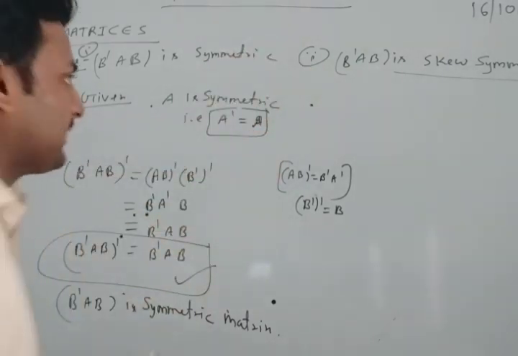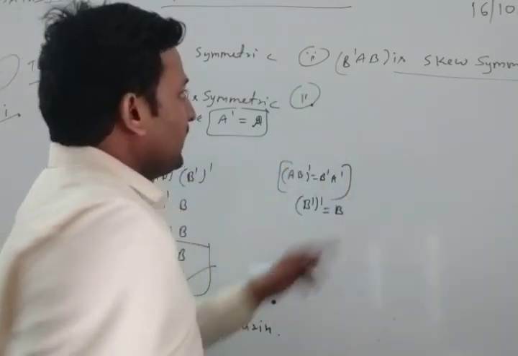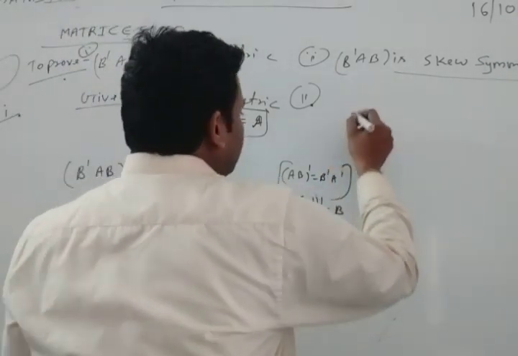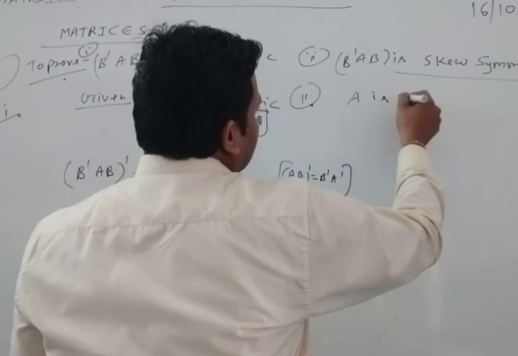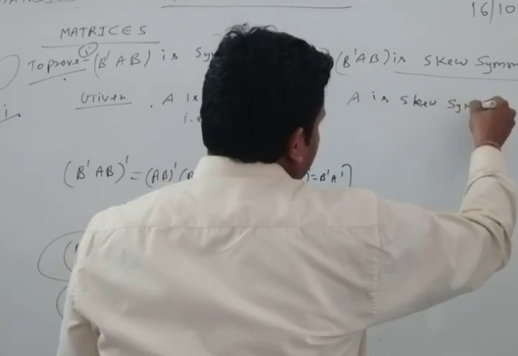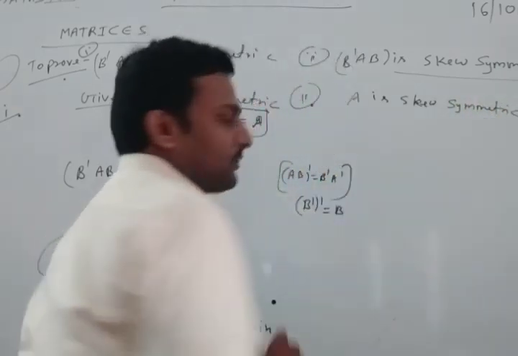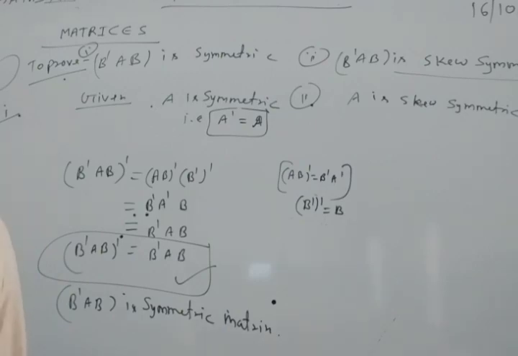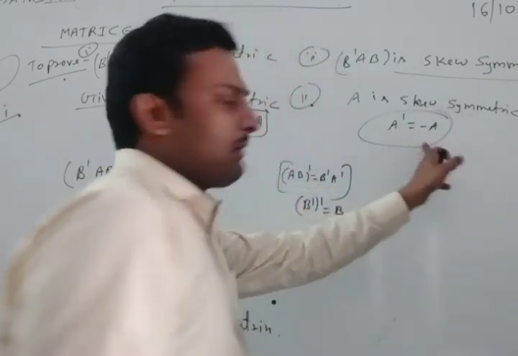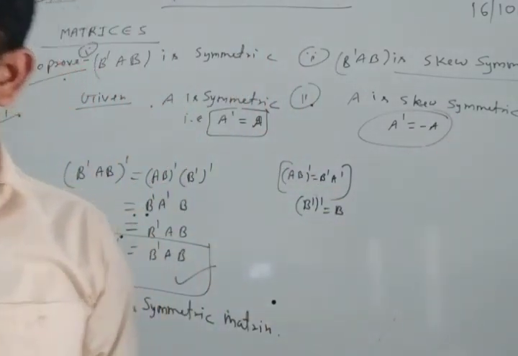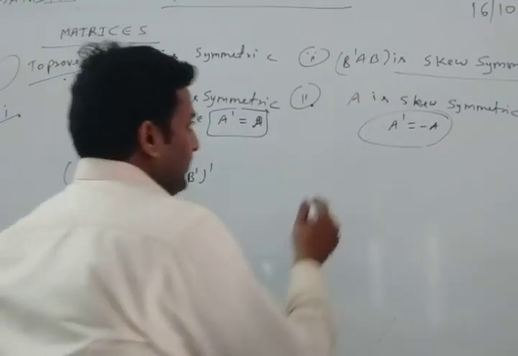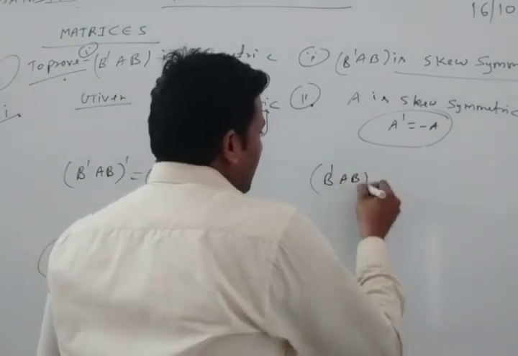In the second part, what is given? Matrix A is skew symmetric. Now let A be skew symmetric. What is the property of a skew symmetric matrix? A matrix is said to be skew symmetric if A dash is equal to minus of that matrix. Now we will apply this. Take the matrix B dash AB whole dash.